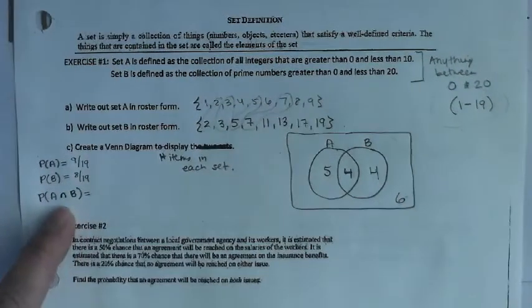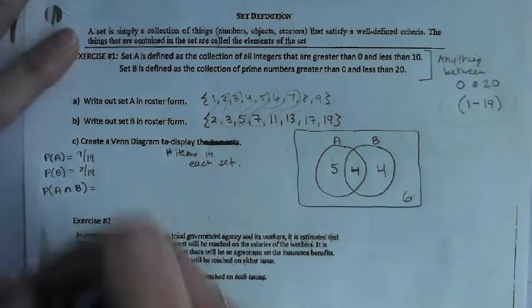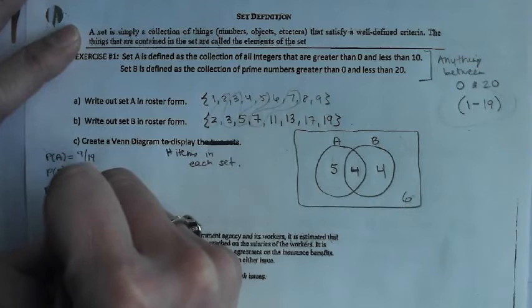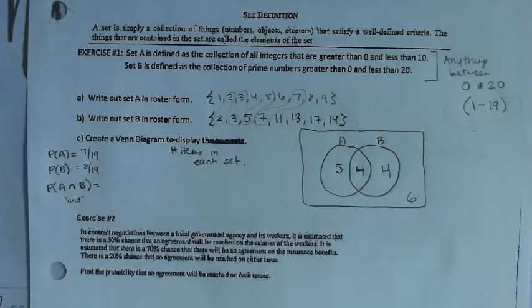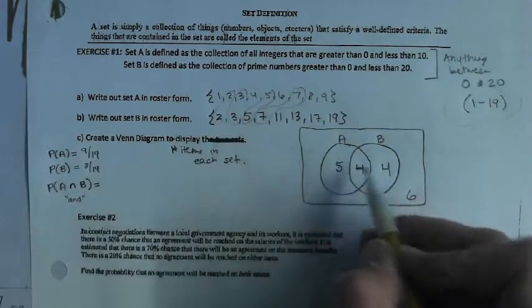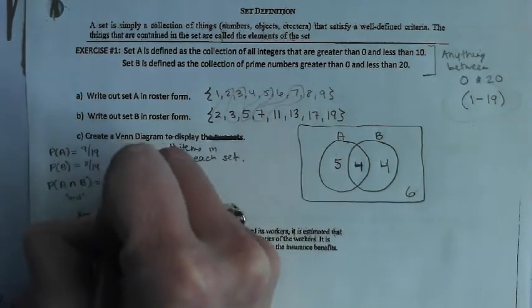That means "and." It's like an upside down U. So I'll write "and." What's the probability that we pick something that's in both A and B? 4 out of 19. A and B, "and," is the overlapping section. So that's 4 out of 19.